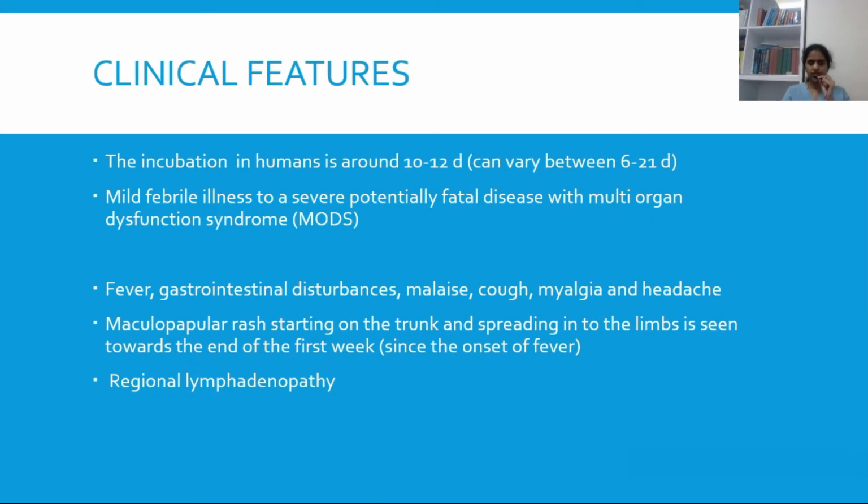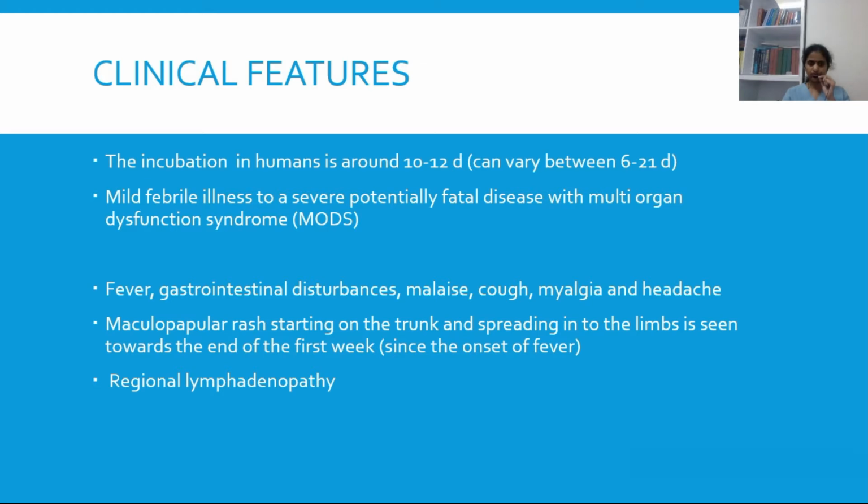Coming to clinical features, the incubation period ranges from 10 to 12 days. It can vary from 6 to 21 days. The severity ranges from mild febrile illness to multi-organ failure and multi-organ dysfunction syndrome. Fever, GI disturbances, cough, malaise, myalgia, headache. These are all non-specific symptoms and signs. Sometimes abdominal pain will be there. Rhabdomyolysis can happen in case of scrub typhus.